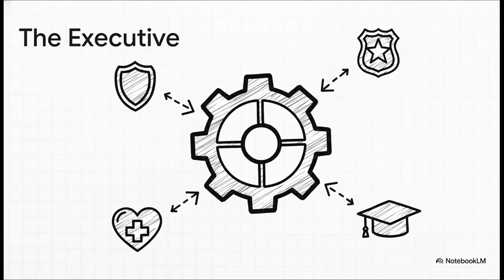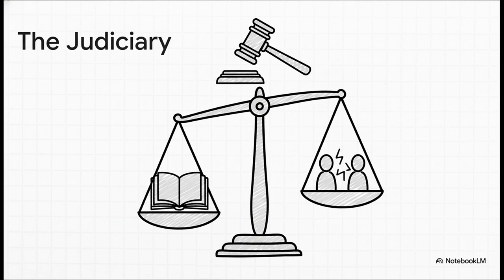Next up, the executive. So if the legislature makes the laws, the executive branch is the one that actually puts them into practice. This is the government's operational arm. They're the ones managing everything from the military and police all the way down to schools and hospitals. They're the doers.